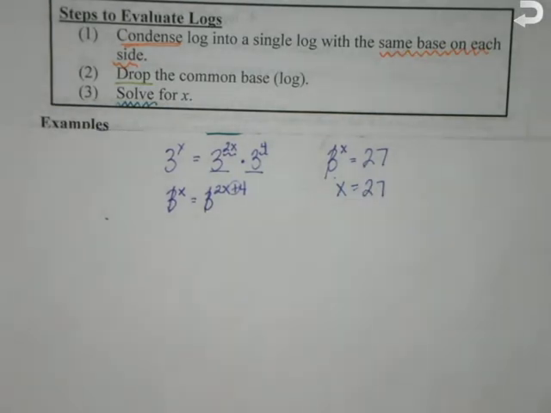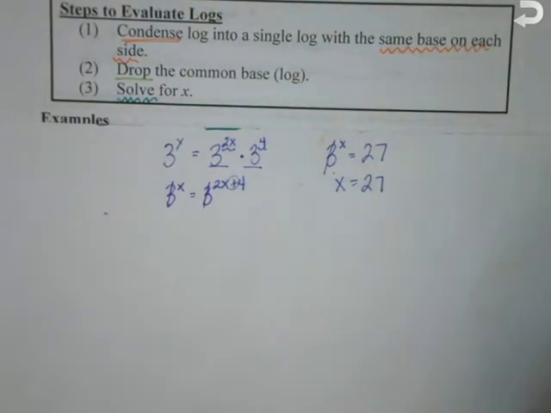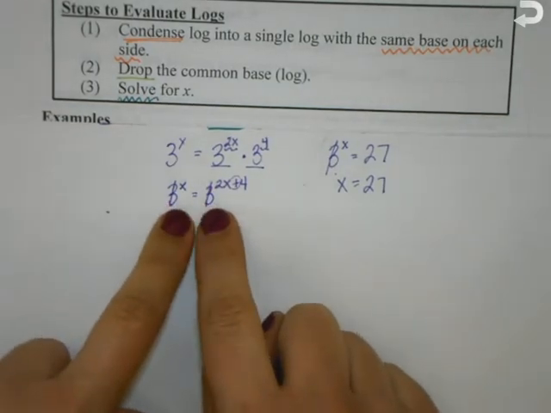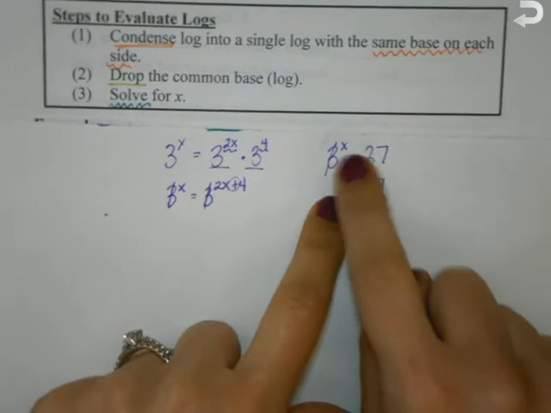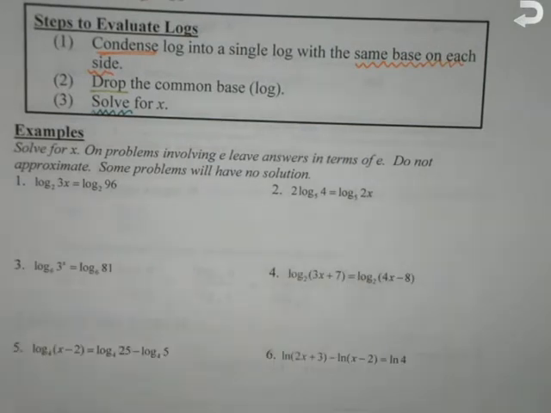The whole point is that we're doing the exact same thing that we did in Unit 8A, except that everything is written in log notation instead of exponent notation. Otherwise, this is the exact same thing. So you have to keep the exact same rules. We have to condense so that there's just one log on each side, and there has to be the same base on each side before you can drop the bases. Does that make sense?